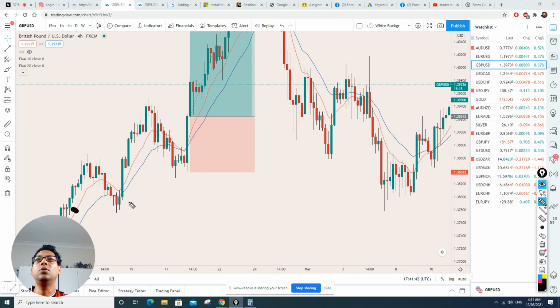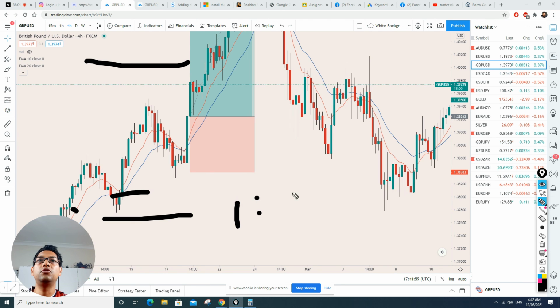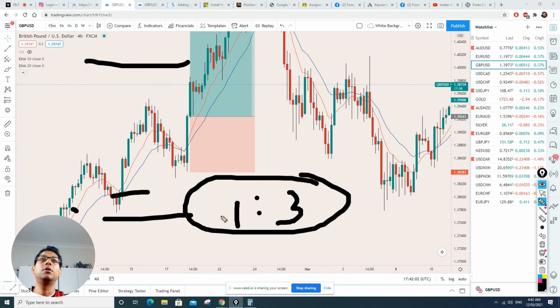What is the next rule? Wait for any candle to break well below the 20 period moving average and then close above. Either it is red or green, no problem. And then take the trade from here, stop loss below the swing low, and then your profit target will be 1:3 at least or more, and enjoy your profit.